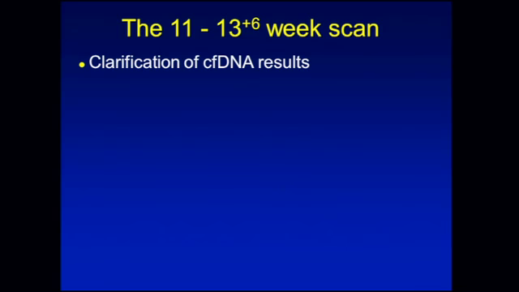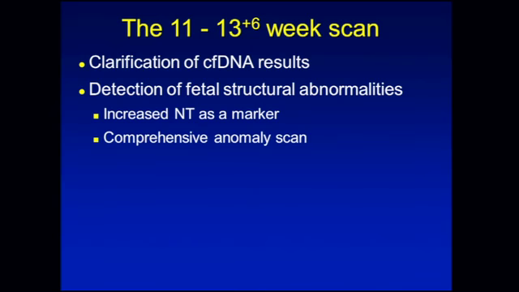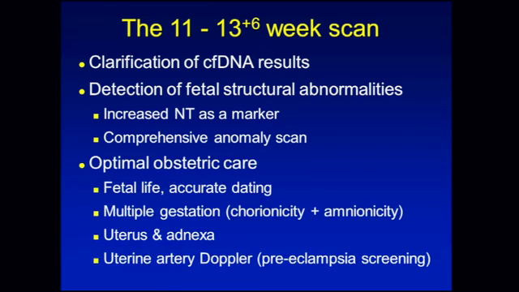And these reasons are to clarify the cell-free DNA results, for the detection of fetal structural abnormalities, either using increased NT as a marker or to do your comprehensive anomaly scan. And also for optimal obstetric care, we need to do the 11 to 13 week scan to look for fetal viability, for accurate dating. And in multiple pregnancies, we need to determine chorionicity and amnionicity, looking at the uterus and adnexa, and also perhaps in the future, uterine artery Doppler for preeclampsia screening.